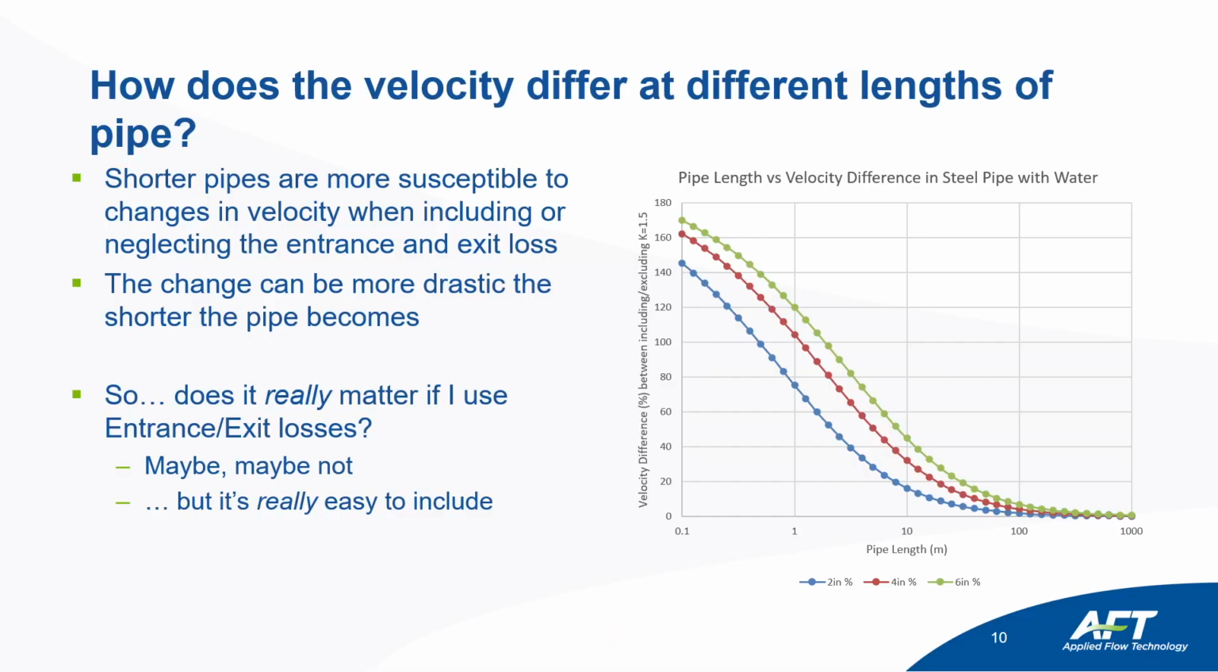Let's see a different graph here. Back to our idea: shorter pipes are more susceptible to changes in velocity. If we graph 2, 4, and 6-inch pipes over a range of lengths, we can see they all tend to get close to 0% difference the further out they go. But the shorter they become, such as a 1 meter pipe that's 4 inches in diameter, those velocity differences are going to be greater than 100%. And so we see a much more significant change in those velocities at the shorter lengths.